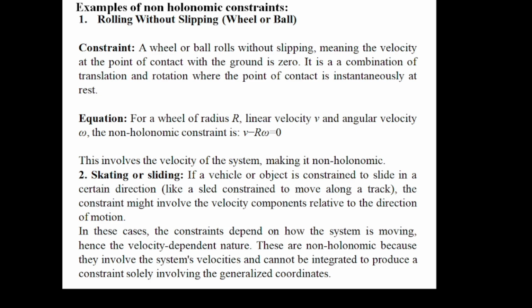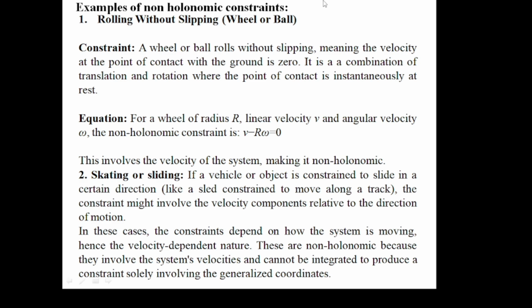Now we will discuss the examples of non-holonomic constraints. So the first example is rolling without slipping. That means suppose a ball or a wheel is rolling without slipping, meaning the velocity at the point of contact with the ground is always zero, and it is a combination of translational and rotational motion where the point of contact is instantaneously at rest.